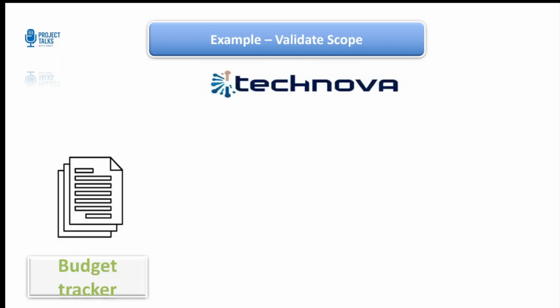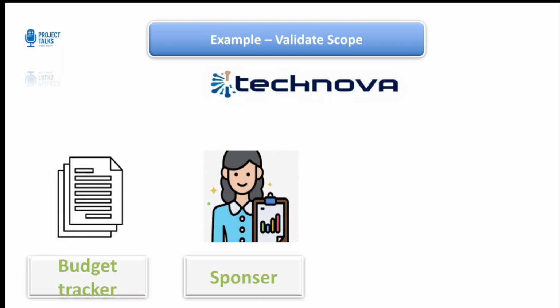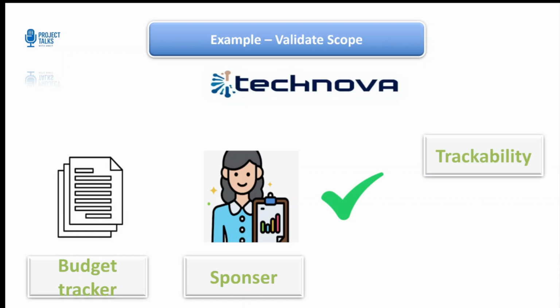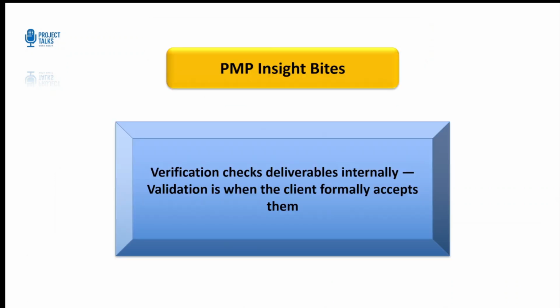Now, let's understand validate scope with an example. In the TechNova app project, once the budget tracker module is delivered, the sponsor reviews it against the approved requirements and signs it off. The sign off ensures traceability and stakeholder satisfaction. That brings us to the PMP Insight Bite. Now, understand the verification checks deliverables internally. The validation is when the client formally accepts them. So, this is the difference, right? We verified internally to ensure that once it is validated from the client, it is formally accepted.